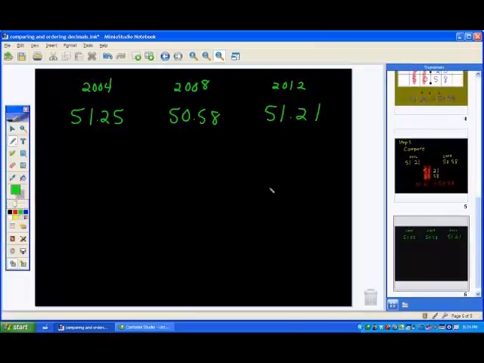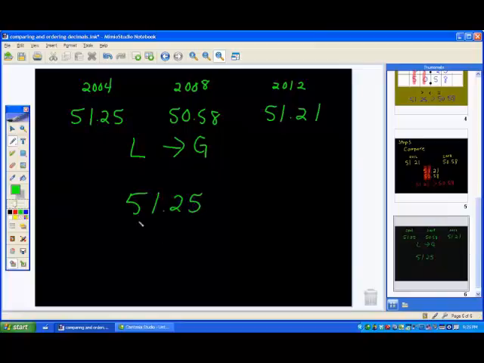Ordering them. Let's put them in order from least time to greatest time. And remember, in races, the least time would be the winning time, the better times, the ones you could win off of. So same thing, same steps. We're going to line up our decimals, but now we have 3 to line up. So we're going to do 51 and 25 hundredths, 50 and 58 hundredths, 51 and 21 hundredths. So same steps that we just had with the other ones.